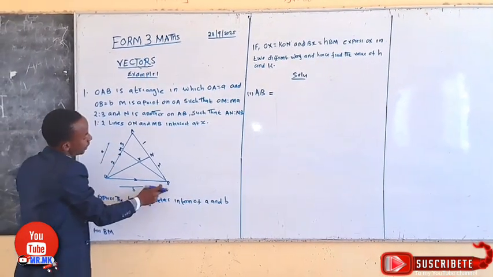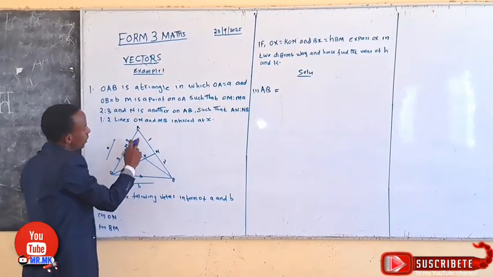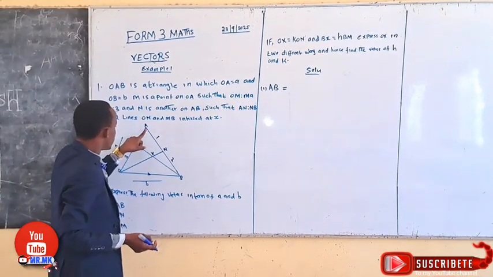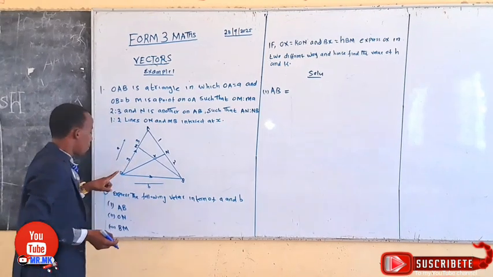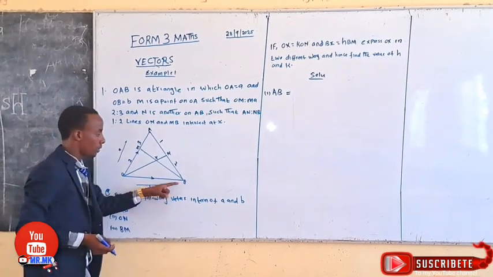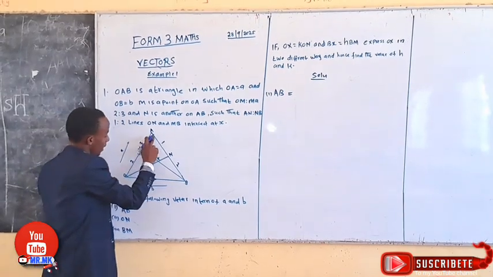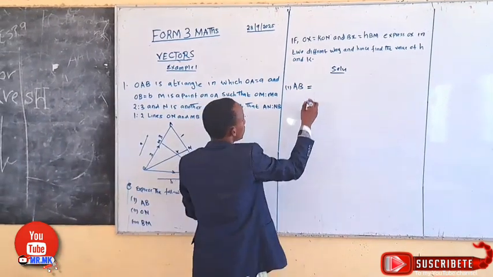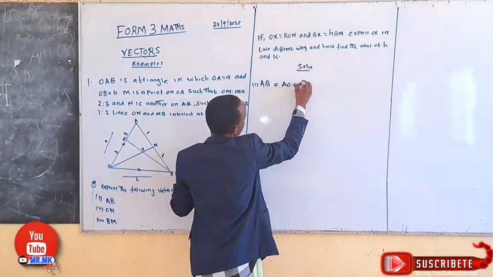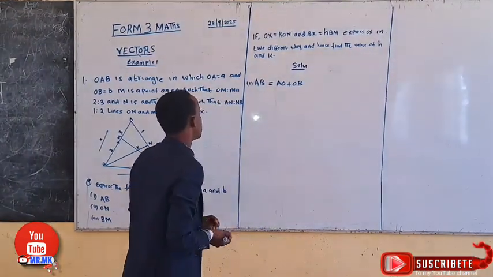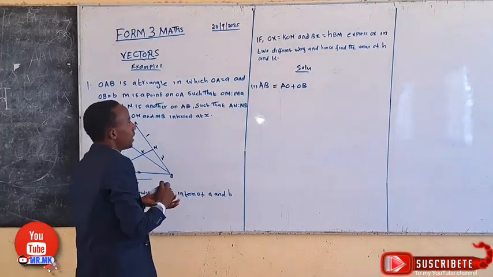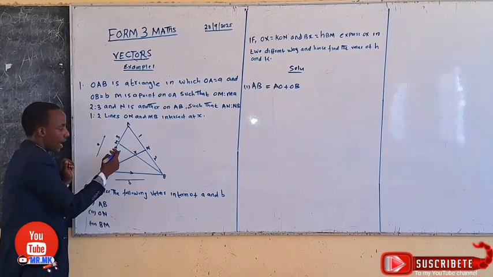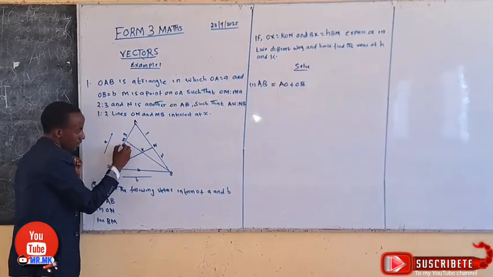If you were to go from A to B, for example, like moving from Moyale to Nairobi, it is good for you to use A to O and O to B. That is AO plus OB. Now, AO is against the direction, as you see.